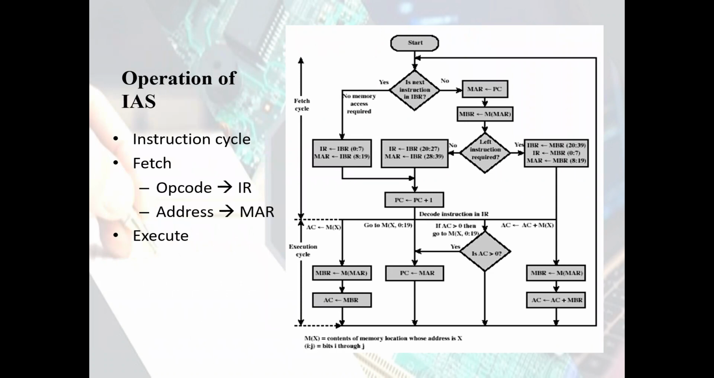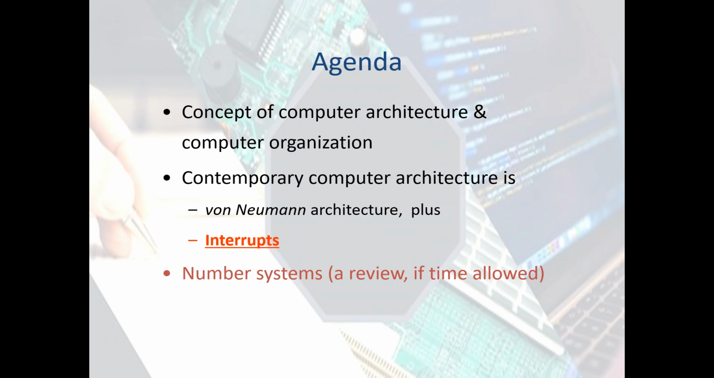So here's the simple operation of the IAS from the instruction cycle down to the fetching from the opcode to the instruction register, then the address to the memory address register, and then execute. So let's now discuss the interrupts.